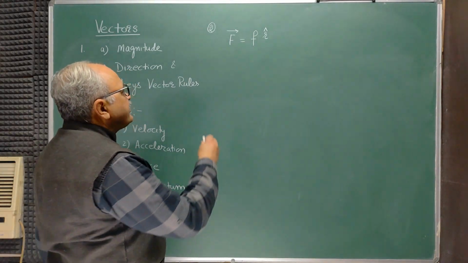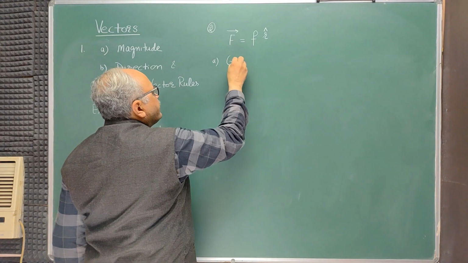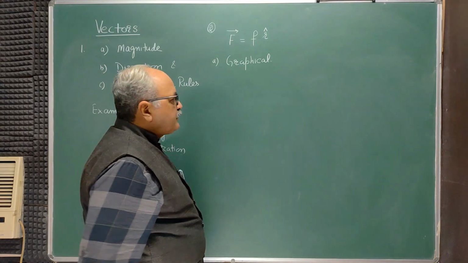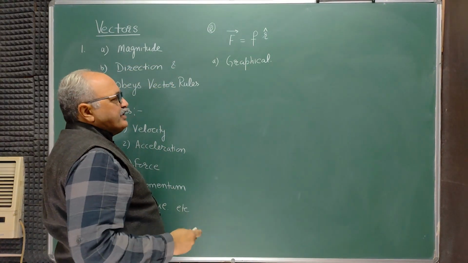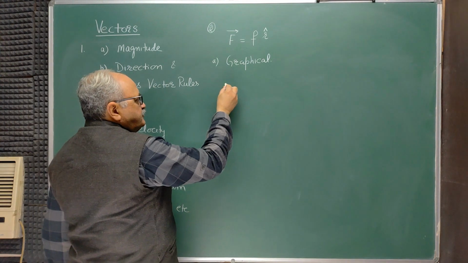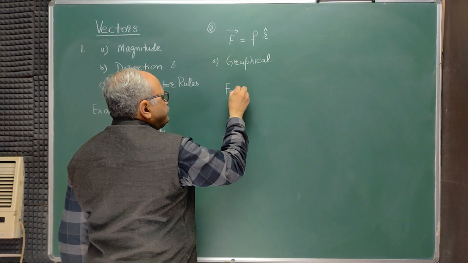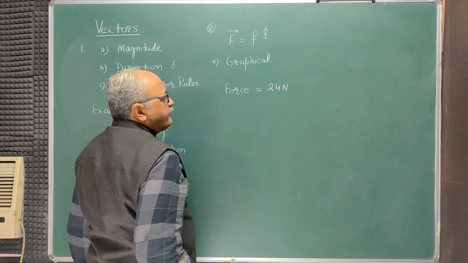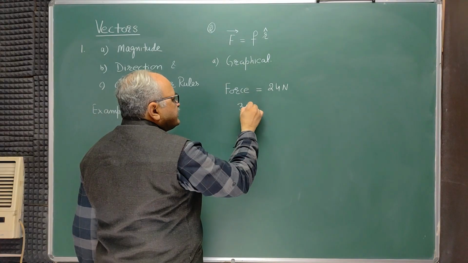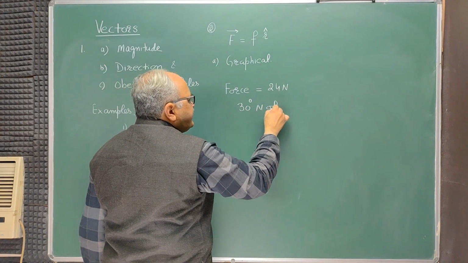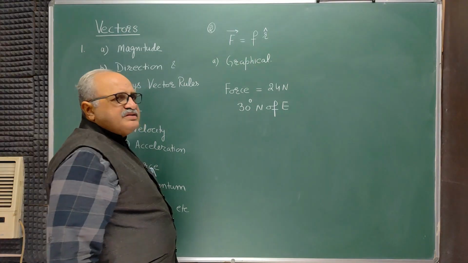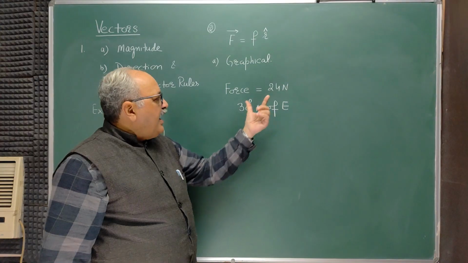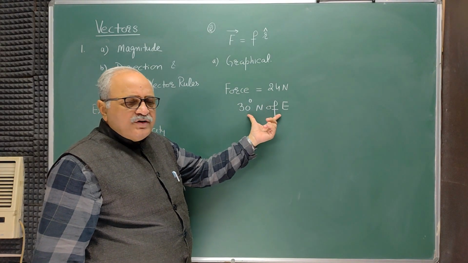But a vector can also be represented in a graphical manner. So there is a graphical representation. Let's take an example to understand this. Suppose I have a force equal to 24 Newton in the direction 30 degree north of east. This is a vector quantity because it has a magnitude and also an appropriate direction.